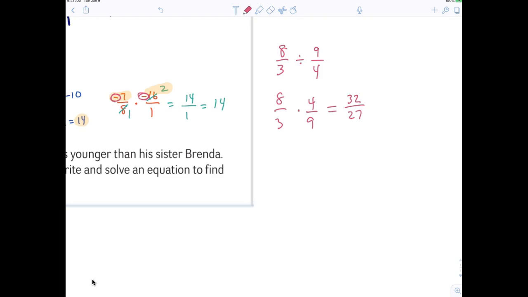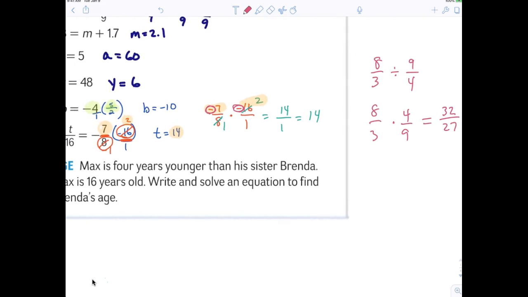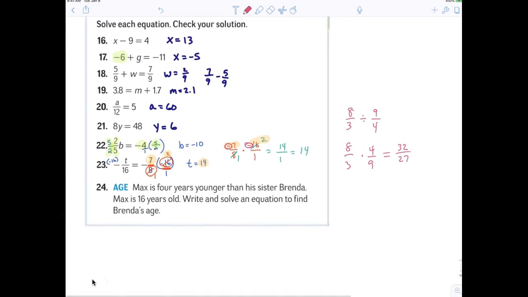When do you find the common denominator? Very good question. Common denominators are always when you're adding and subtracting. You can't add or subtract unless you have a common denominator. It just so happens that the one we did up here, number 18, had a common denominator. All right, now let's look at the word problem.